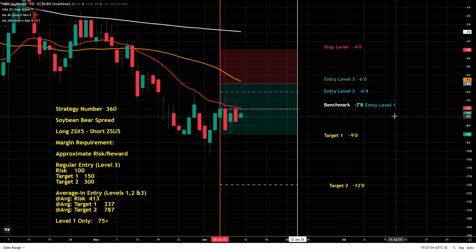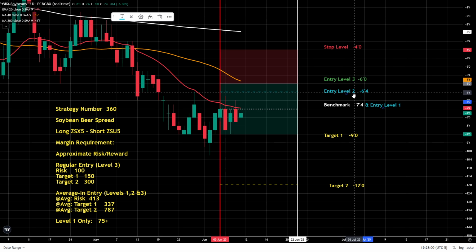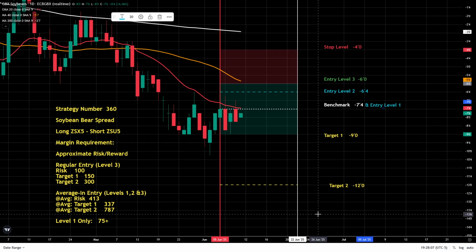What are we looking to do here? Well, we're looking to get in at the benchmark at negative 7.5. Then we've got entry level 2 at negative 6.5, entry level 3 at negative 6, stop is at negative 4. Then we've got our targets to the downside.